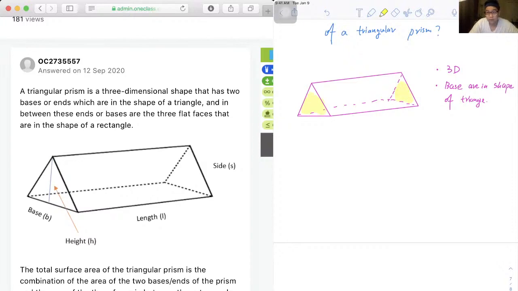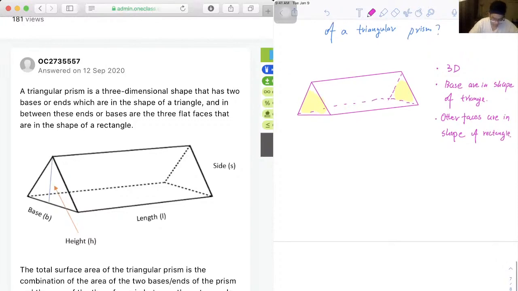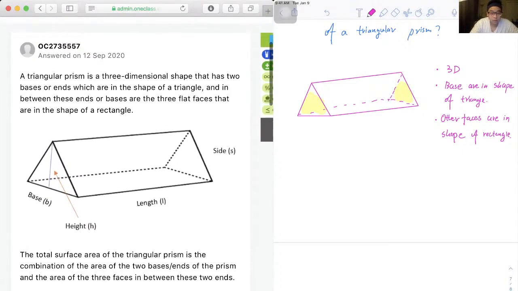So these two yellow parts are triangles, and in between these ends are three flat faces that are in the shape of a rectangle. So we say the other faces are in the shape of a rectangle. Yep, so the one at the front, the one at the back, and the one at the bottom.